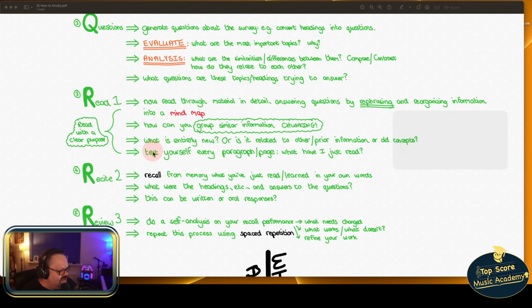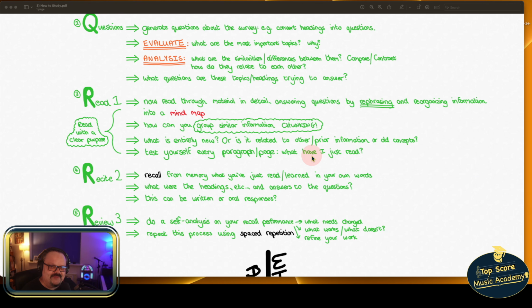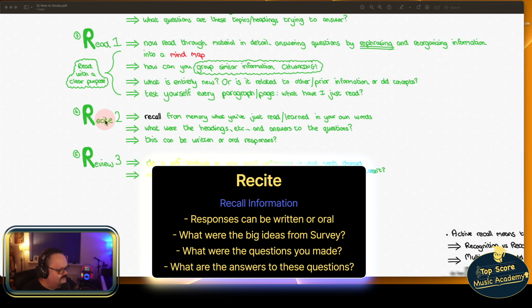And then, of course, test yourself every paragraph and every page. What have I just read? So continuously do that at the end of each section, or maybe the end of the paragraph, the end of the page. See, can you recall what you're actually reading and what you've made notes on? And that takes us nicely into the 4th part here, guys, the reciting.